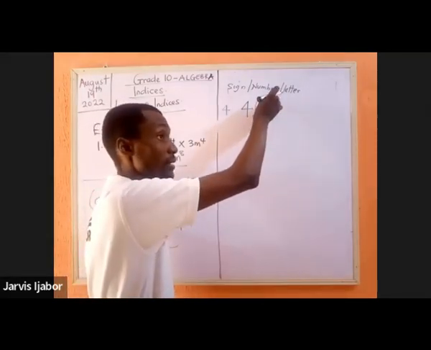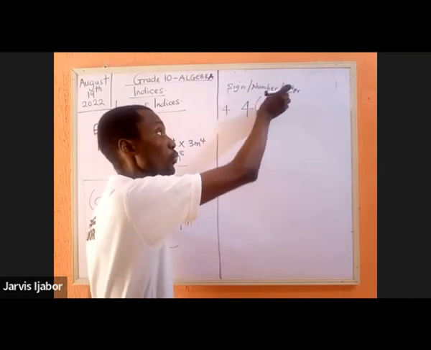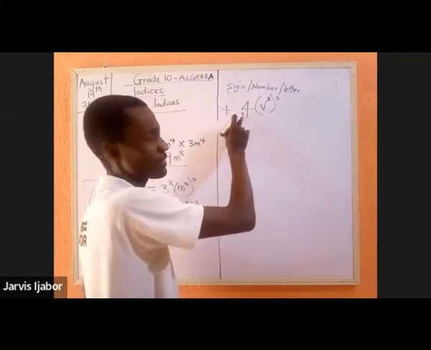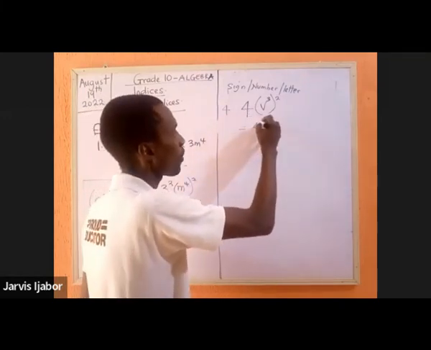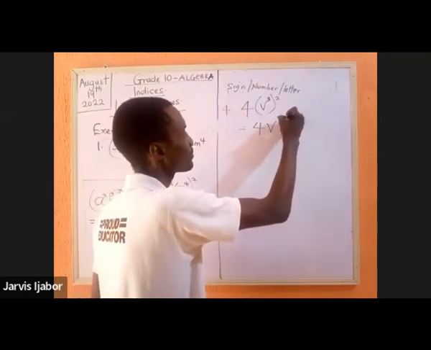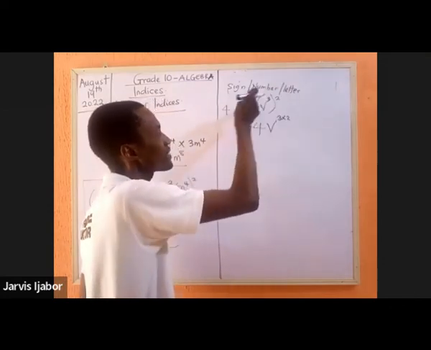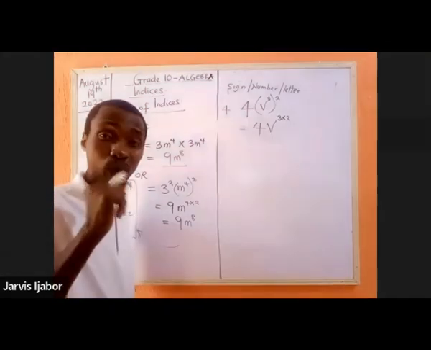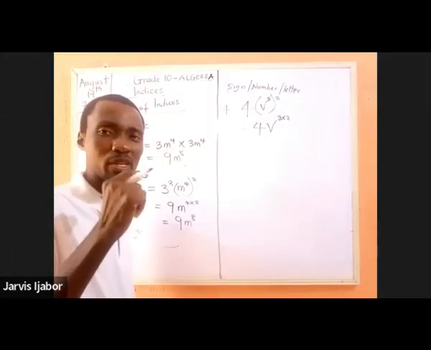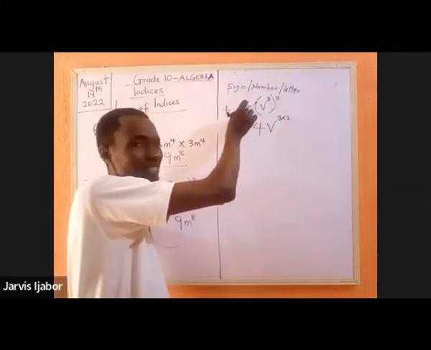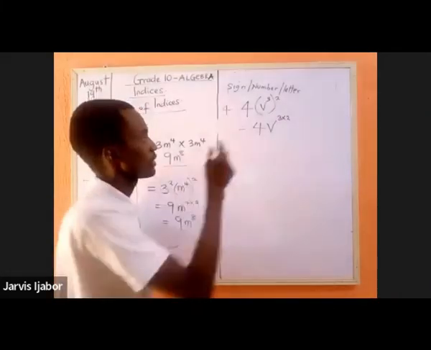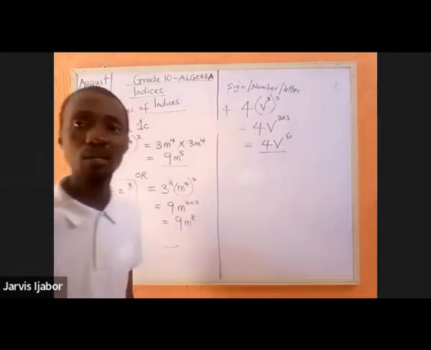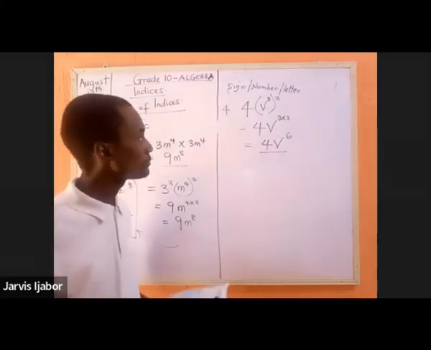V occurring 3 times, or rather v cubed occurring what? Twice. So this 2 is not affecting this 4. So this invariably will be 4v raised to the power of 3 times 2. Watch that, because that's one quick error you may make. The bracket is not affecting this 4. Take note of that. So this will simply be 4v to the power of 6. And that settles that.